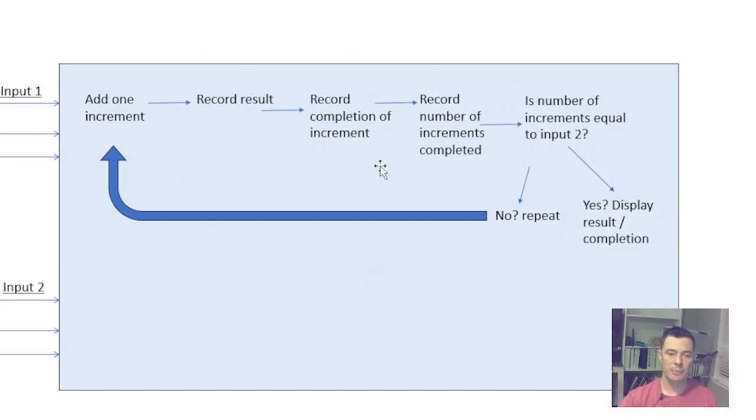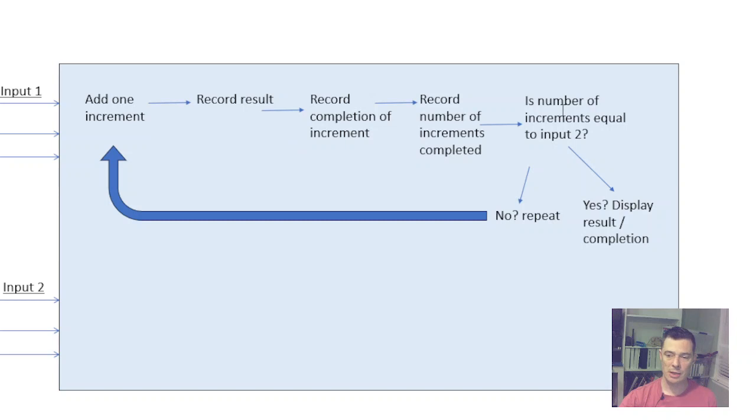So first, in this addition problem, we're going to add 1 to the input. We're going to get an output, we're going to record that, and we're going to also record how many iterations we've done. And once we reach the end of this cycle, we're going to check the number of iterations we've done against the value of input number 2. And so we haven't reached the value of input number 2 yet. We're not done with the addition problem. So we go back to the beginning with the new output, and we repeat the process.